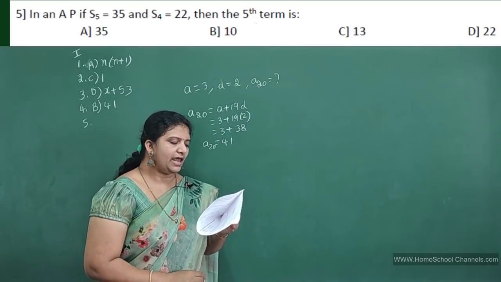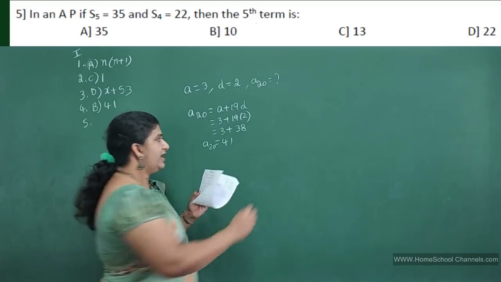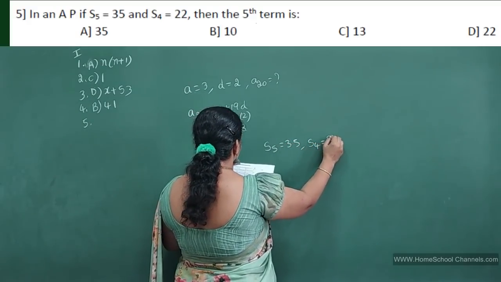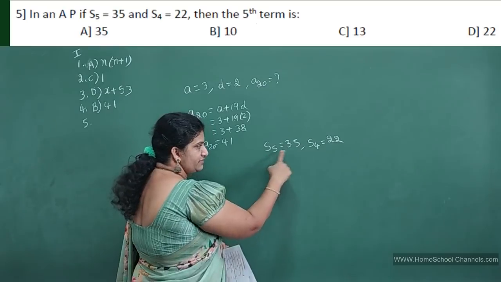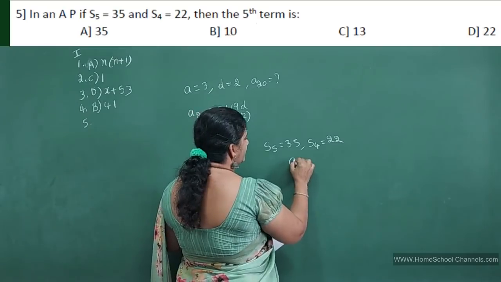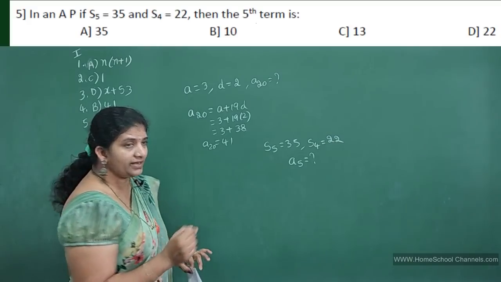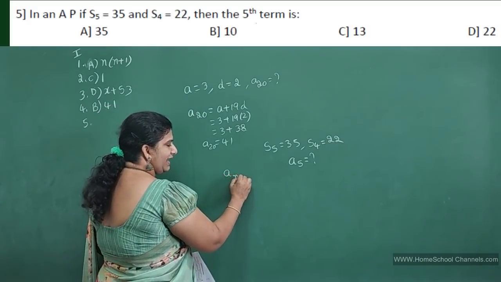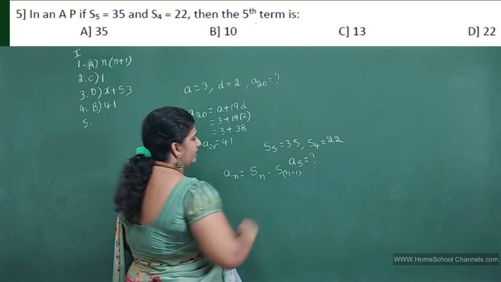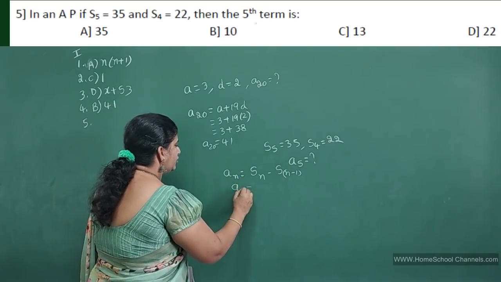Fifth one. In an arithmetic progression, if S5 is equal to 35 and S4 is equal to 22. Sum of 5 terms 35, sum of 4 terms 22. Find the fifth term. Fifth term means A5. Now I remember a relation, that is AN is equal to SN minus S(N minus 1). This is in this format, right? So N value is 5, substitute.